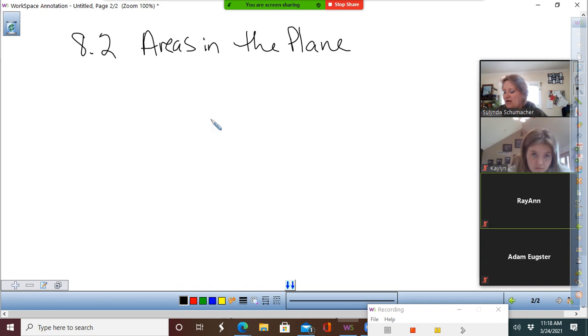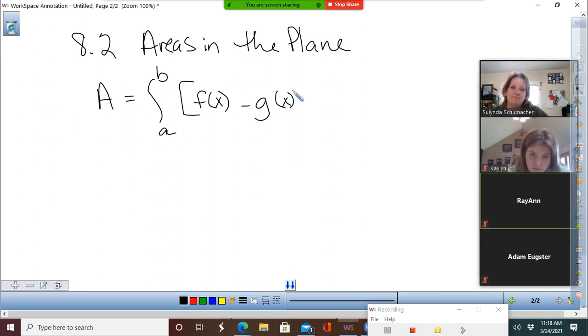So the whole idea is if it's not just an area above the x-axis, it's actually an area that's segregated from the x-axis. So what we're going to do is the area equals from A to B of f of x minus g of x dx. We're subtracting the two different graphs. But here's the fun part. If it's with respect to x.